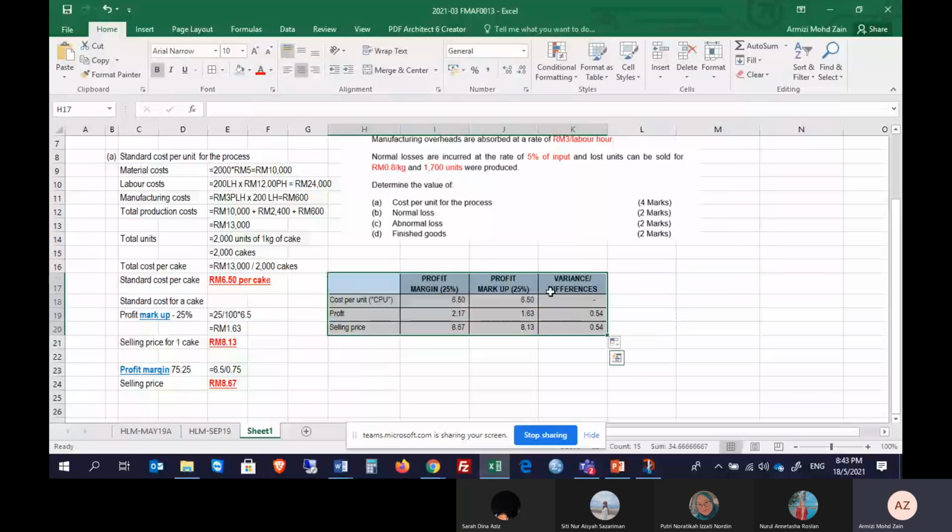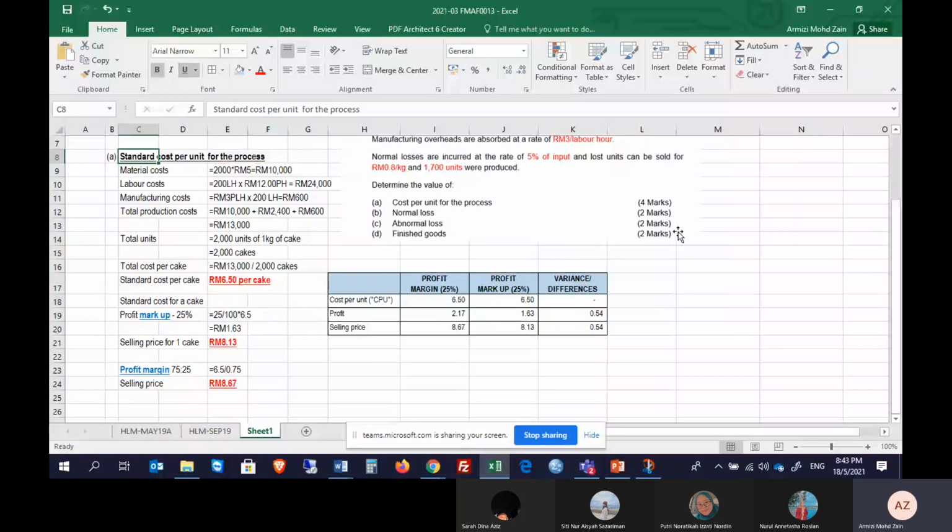Selling price dia akan berubah, profit dia akan berubah. So mungkin ada soalan, okay, which one is better? Profit margin 25% or profit markup 25%? Ni idea untuk saya masukkan dalam final exam nanti. Cuba kira apa beza profit margin dengan profit markup. Boleh, not bad. Saya dapat idea untuk you punya final exam.